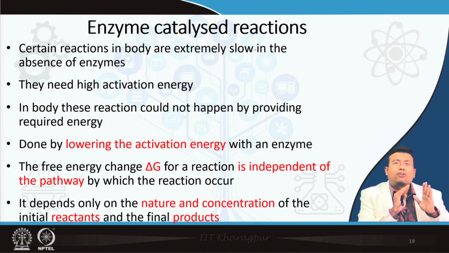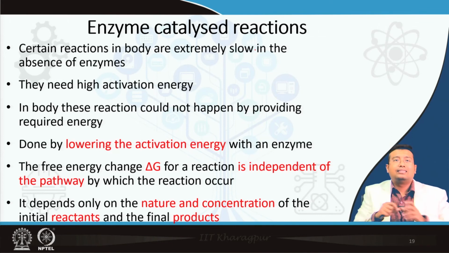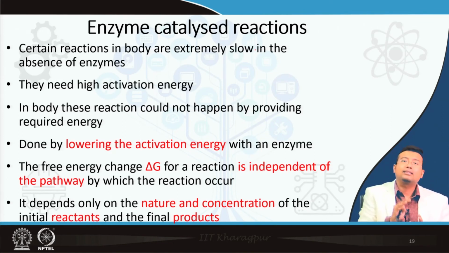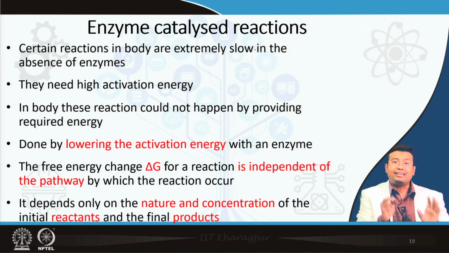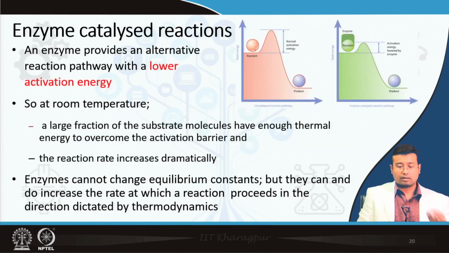Just know this: for a reaction where a product A is converted to B, or B is converted to C and D, the delta G change is independent of the pathway. The path does not matter. Ultimately, the final product and reactant matter, and it depends on the initial concentration and nature of the reactants as well as the product. So, this is what an enzyme does.